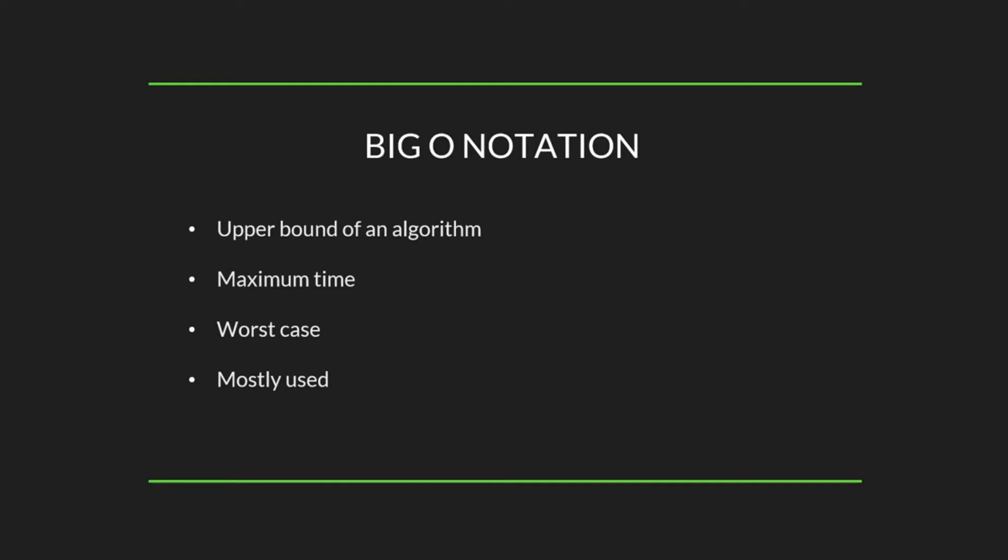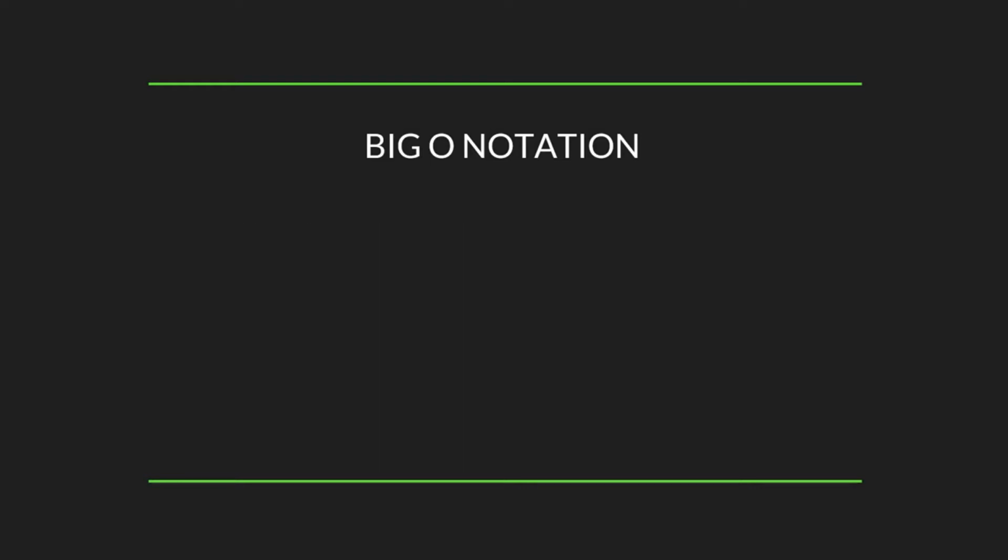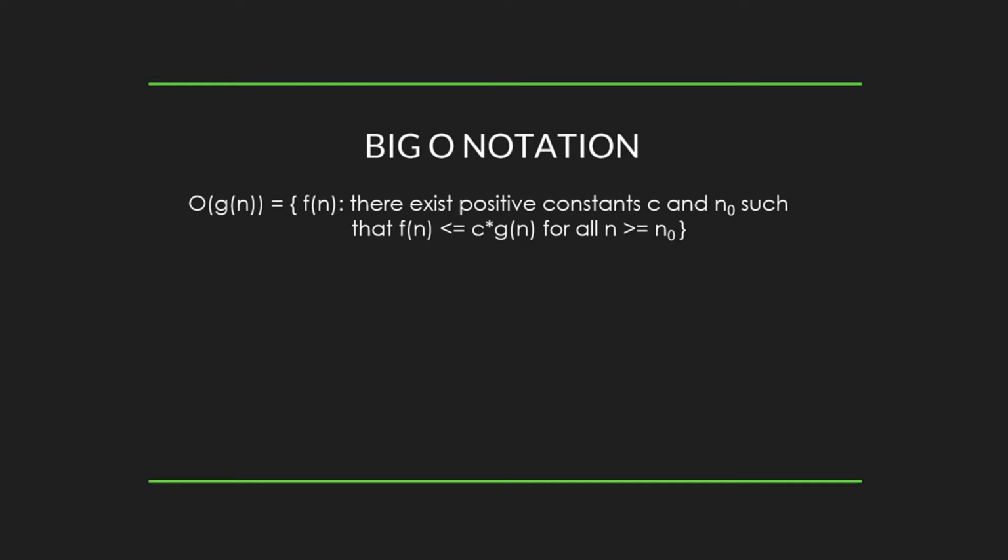Let us now look at the formal explanation. If we have a function g(n), then big O of g(n) is defined as the set of all the functions f(n) for which there exist some constants c and n naught such that f(n) is less than or equal to c times g(n) for all n greater than or equal to n naught.